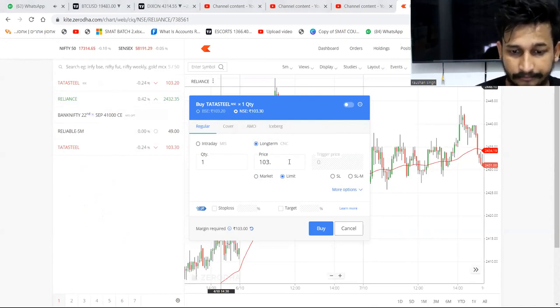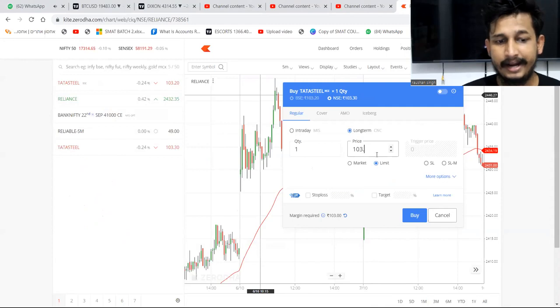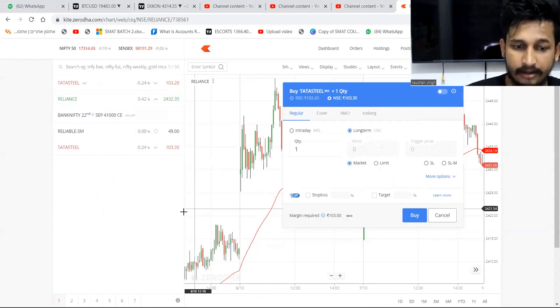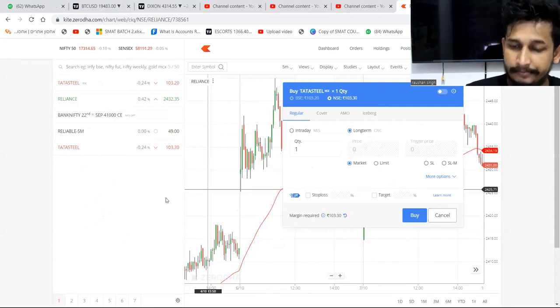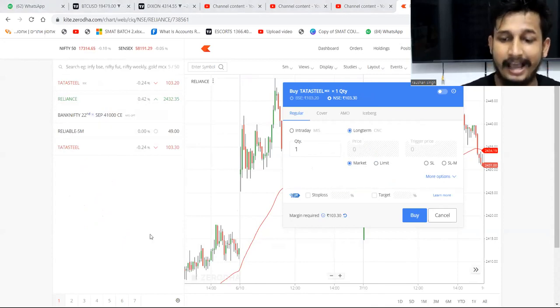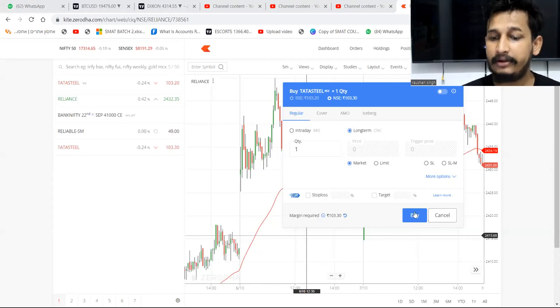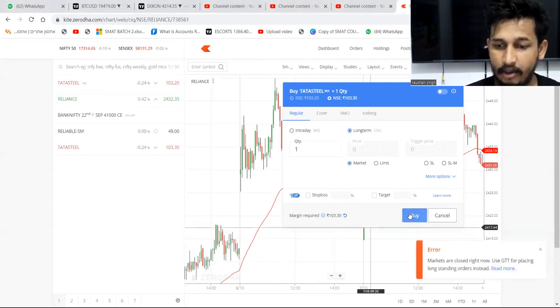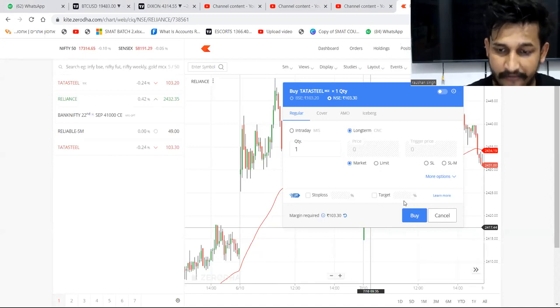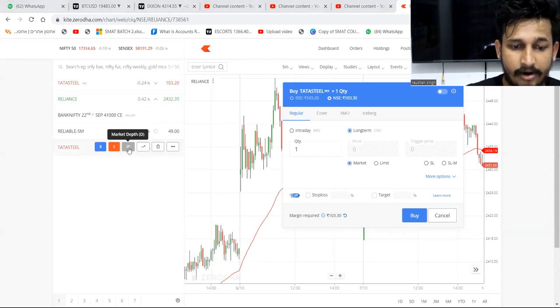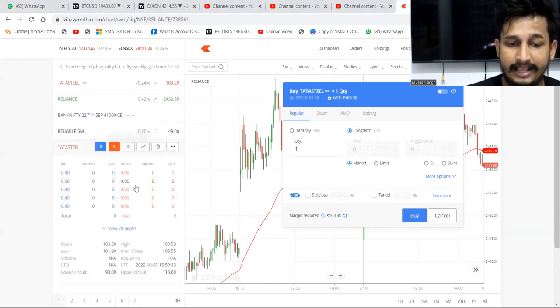Moving ahead, regarding the market order, the simple thing is that it will be placed immediately as soon as I click on buy. As soon as I place this, whoever is the first seller, and whatever price they are offering, I will be buying at that price.